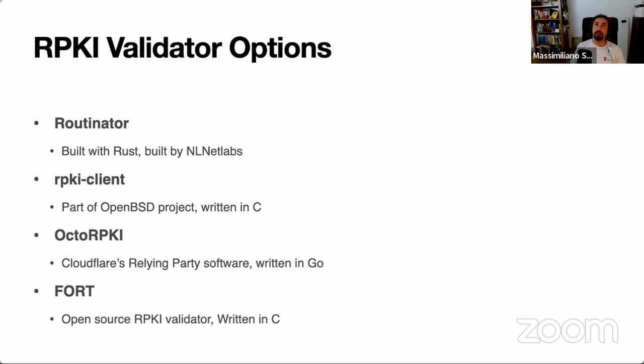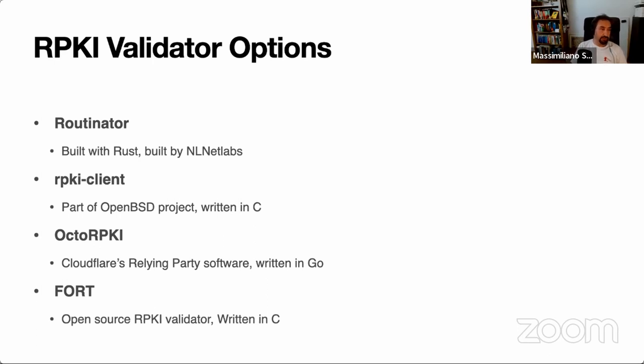Basically, they are routing decisions made with additional data. We'll see that in a moment. Because before that, we have the different validator options. We have Routinator, written in Rust, we have RPKI client that's part of OpenBSD, written in C. We have OctoRPKI from Cloudflare, and then we have Fort from NIC Mexico, written in C as well.